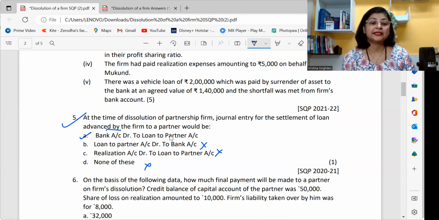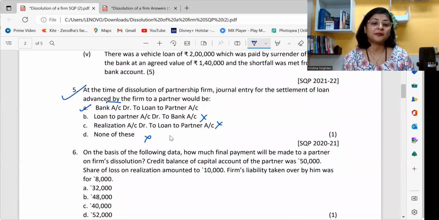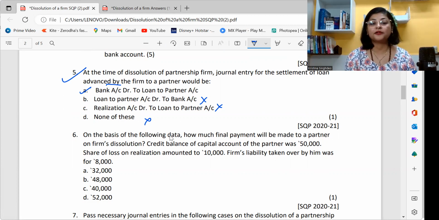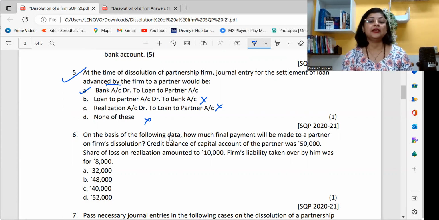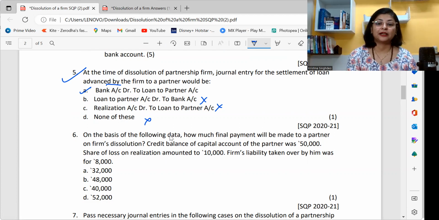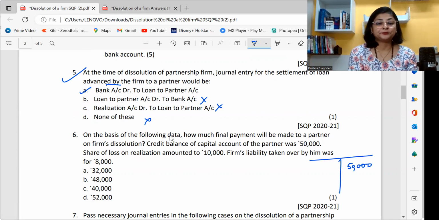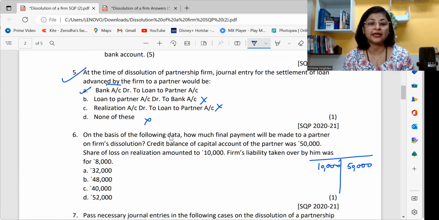Now, the next one, the sixth, is on the basis of the following data: how much final payment will be made to a partner on the firm's dissolution? Okay, so the credit balance of the capital account of the partner is 50,000 rupees. I'm making a T-shaped account for you to understand it better. And the share of loss in the realization: since it is a loss, it will come on the debit side.